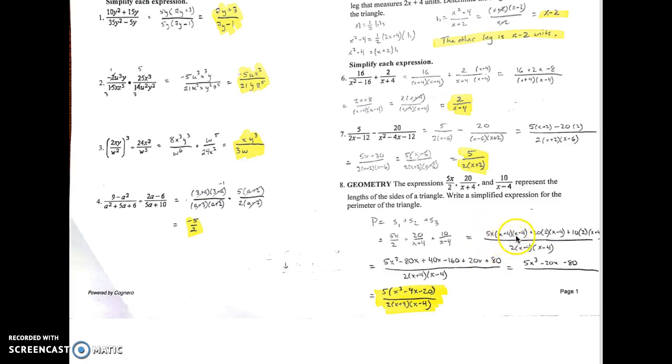When I multiplied out this first term, I was left with 5x cubed minus 80x. When I multiply out the second term, I get 40x minus 160. And when I multiply out this third term, I get 20x plus 80. When you combine all your like terms, you should be left with 5x cubed minus 20x minus 80. And that's over the denominator. And that answer is here, except I noticed that each of these terms I could factor 5 out of. So I did that, and I was left with 5 times x cubed minus 4x minus 20.